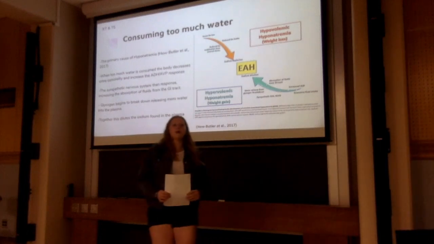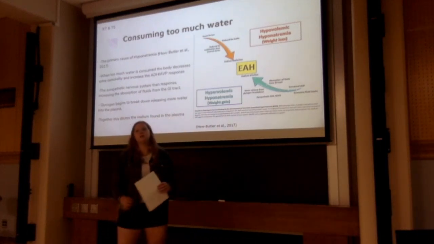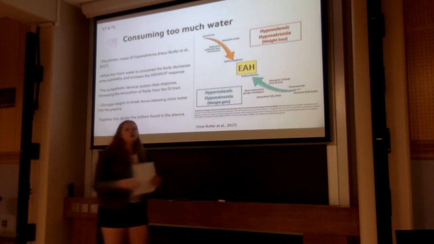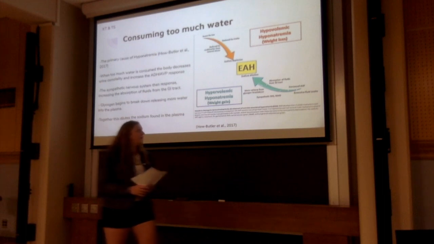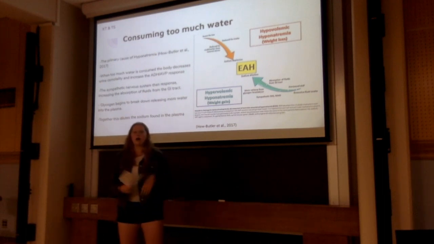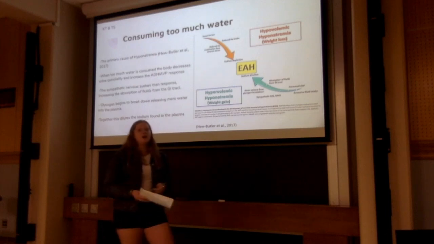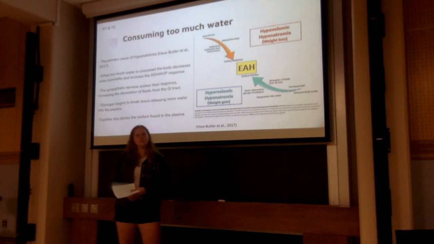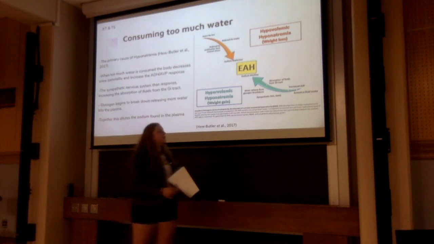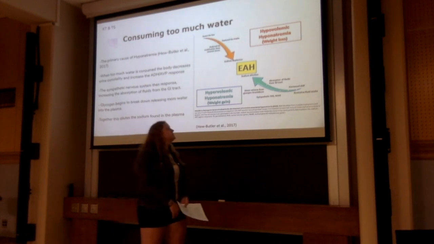As stated before, hyponatremia is caused by two different things: consuming too much water as well as sweating out too much sodium. So this is about consuming too much water. When we consume too much water, there is an excess fluid intake, and this excess fluid intake can cause an increase in AVP secretion, as we stated, and then this causes an increase in sympathetic nervous system activity and an increase in the renin-angiotensin-aldosterone system, which we also spoke about in class.